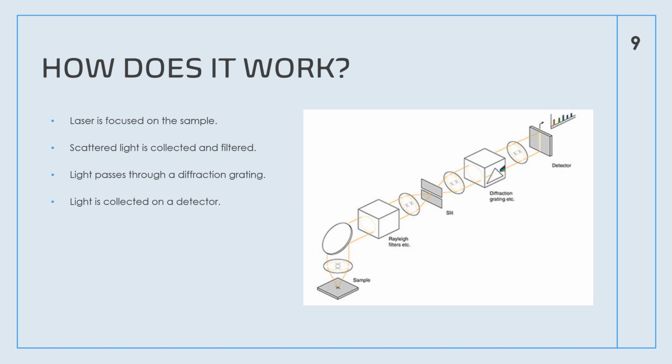Raman spectroscopes work by focusing the laser onto the sample, then collecting and filtering the scattered light. Specifically, the Rayleigh scattered light is filtered out. The light then passes through a diffraction grating and is collected on the detector. The machine is then able to process the data and create the Raman shift.